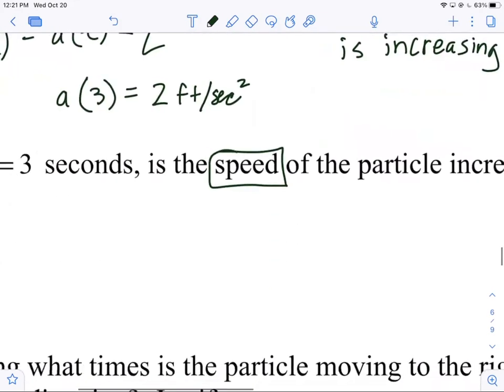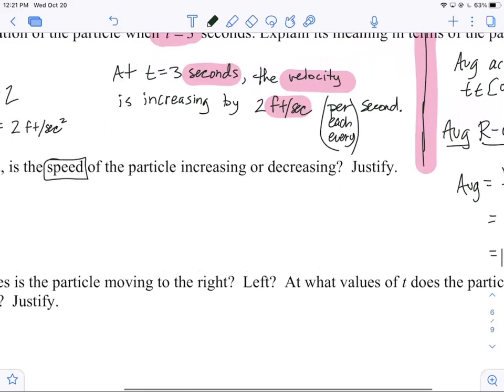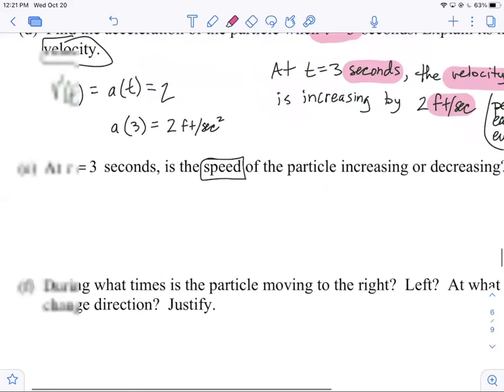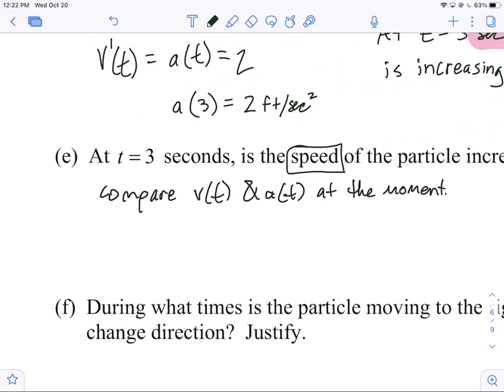So when you are asked about speed, which is just the magnitude of velocity, and you want to know if it's increasing or decreasing, there's a couple of ways you could do it, right? Because you're going to have to justify. You can't just use common sense, like, duh. That would be your justification, duh. All you have to do is compare V of t and A of t at the moment in question.